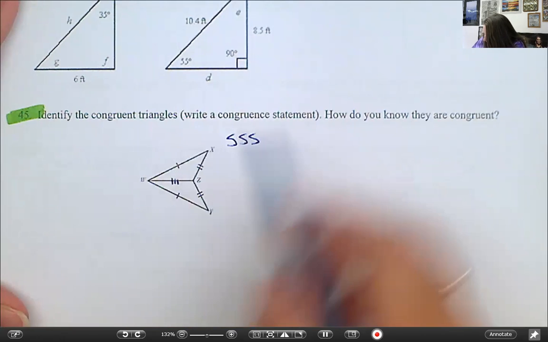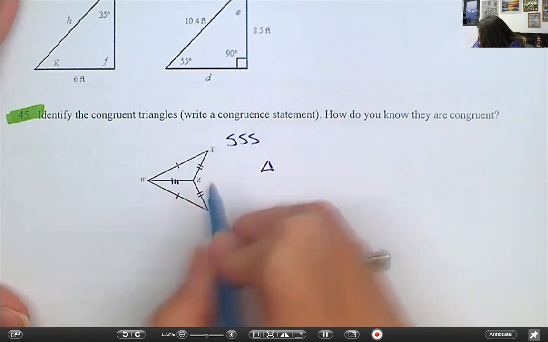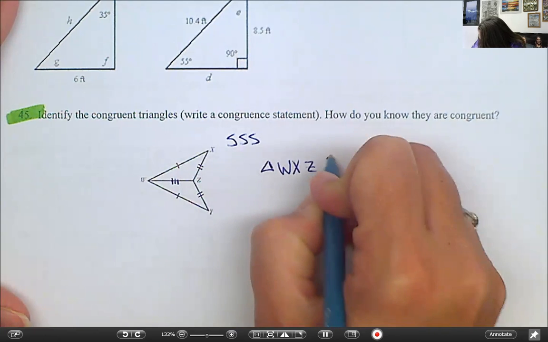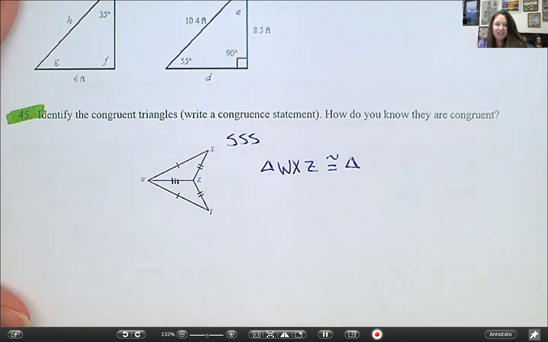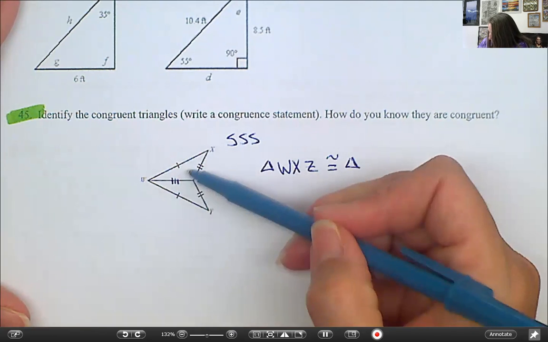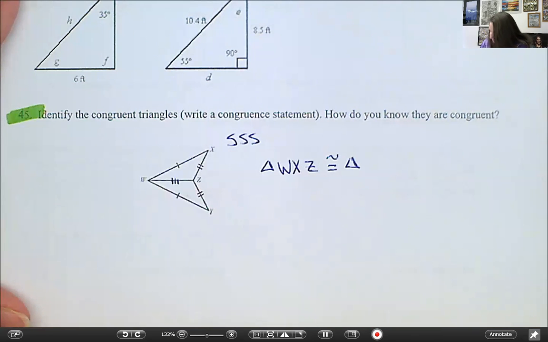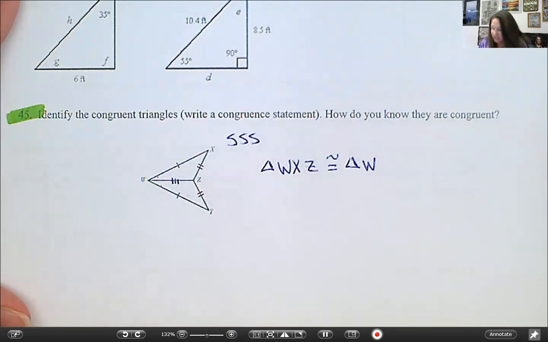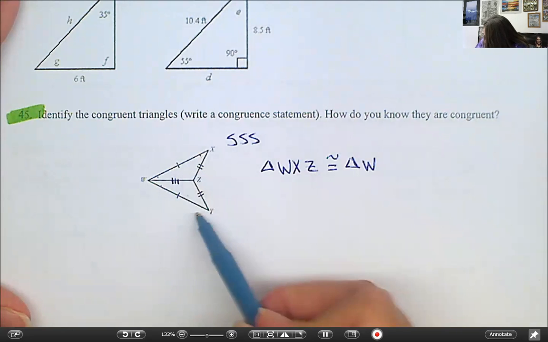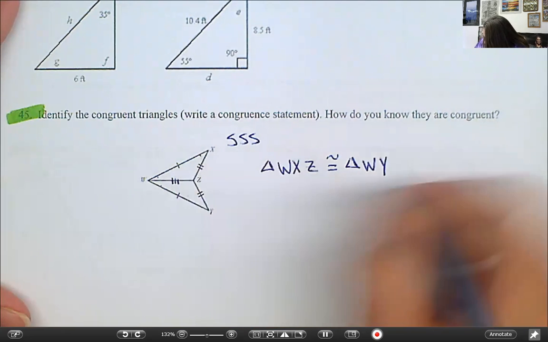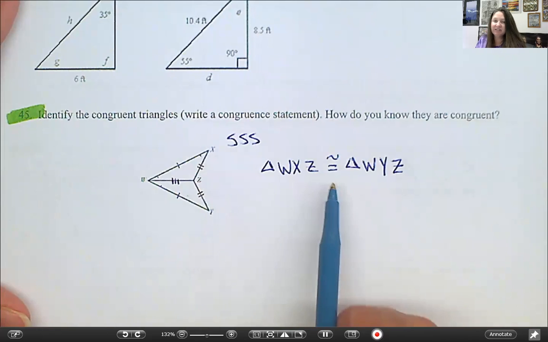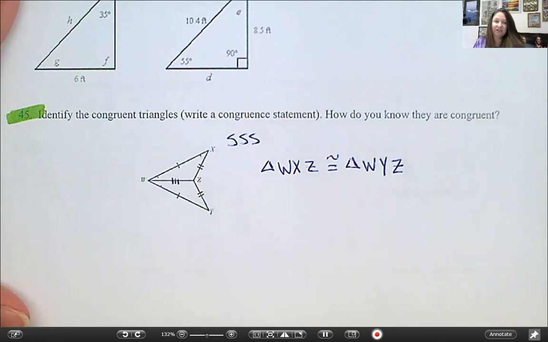So now I need to write the congruency statement. So I say that triangle, let's say it's WXZ for that first one. Then we need to make sure we match up our angles. And in this case, we should see this as a reflection if we were going to map one to the other. So angle W here would be congruent to angle W on the bottom triangle. Angle X would reflect to angle Y. And then Z with Z. So when they're asking for a congruence statement, that means we're just going to have that congruent symbol in between, okay, 2 congruent figures.